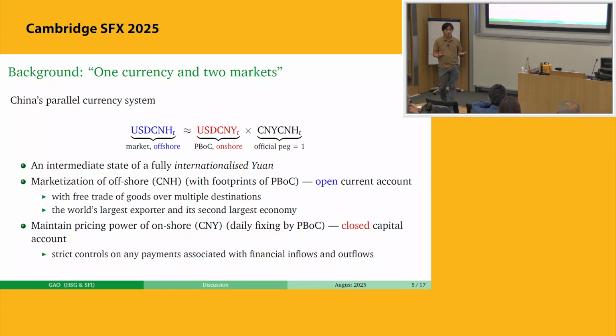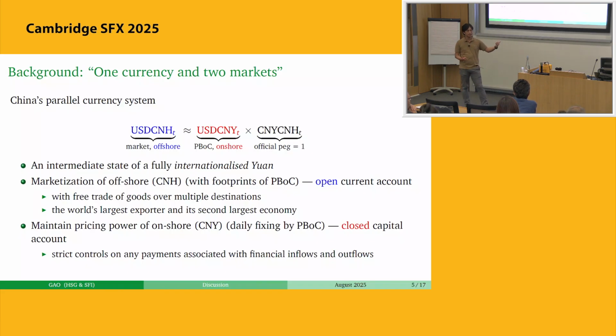So we have these two different markets of the same currency. You can imagine the price of the same currency is not the same in those two markets, right? On one hand, it's paired with an open current account that allows free trade with the rest of the world. That's why China becomes the largest exporter and the second largest economy. On the other hand, there is an onshore market that is paired with a closed capital account of China, so there are strict controls of any payments associated with financial inflows and outflows. So there's a tension there.